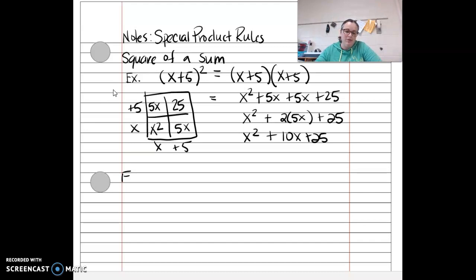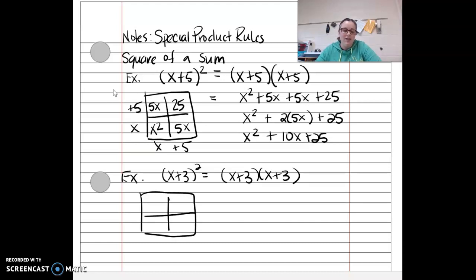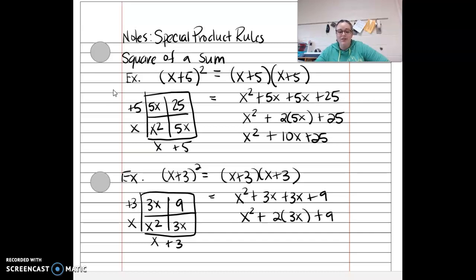If I were to look at another example, do we get the same kind of pattern? So if I were to do x plus 3 squared, it's really x plus 3 times x plus 3. And if I set up my box, I get x plus 3 on one side, x plus 3 on the other. So I get x squared. 3 times x is 3x, 3 times x is 3x, and then 3 times 3 is 9. Writing out all my terms, I get x squared plus a 3x plus a 3x plus 9. Or we have two 3x's in the middle, so I have two 3x's plus the 9.